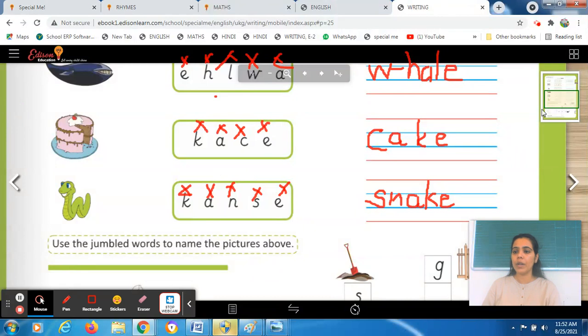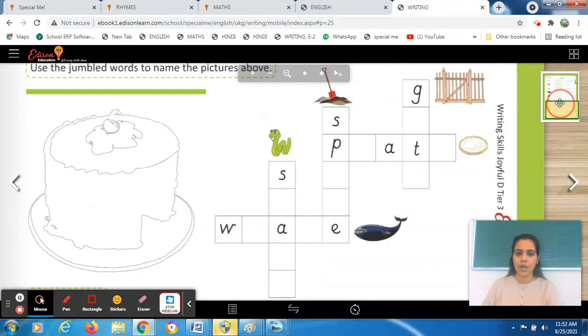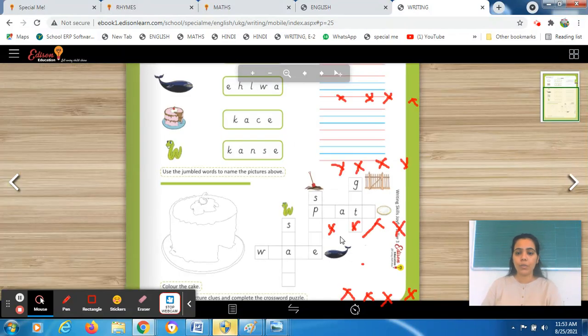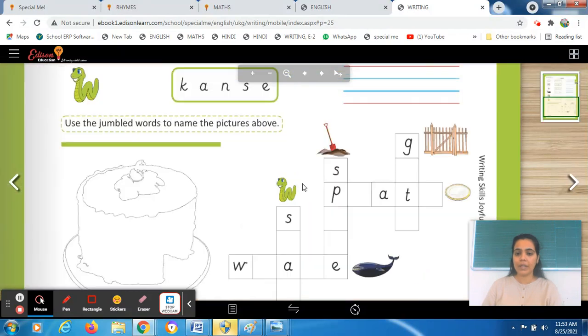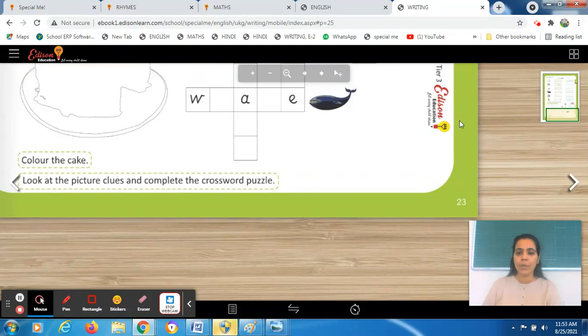Okay, students. Now we will come to the next part. We will see over here there is a beautiful cake. What is this? This is cake, right? So you all have to color it, fine, and make it beautiful. Okay. So now you will see over here there are puzzles given to you. We have to write the name over here, right? So let's read it. Firstly, you all have to color the cake, color it nicely. Then you will see over here there is a puzzle given to you. So you have to see the pictures and write the correct name over here.